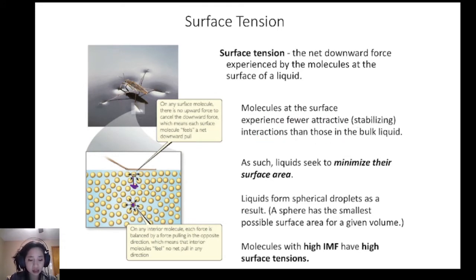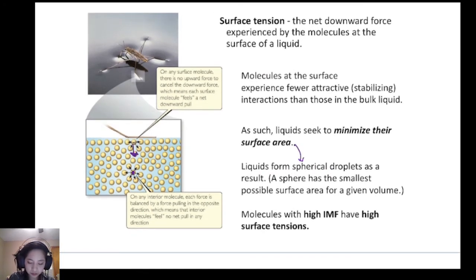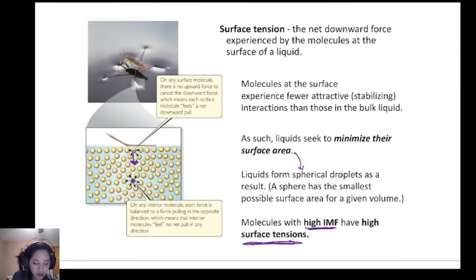So since there's this net downward force on the surface, most liquids will seek to minimize the surface area. That's why water forms droplets. Liquids form spherical droplets because they want to minimize their surface area, and a sphere gives you the smallest surface area possible. Typically when we have high intermolecular forces in a sample, you will also see high surface tension. And if there's a high surface tension, this downward force is stronger.